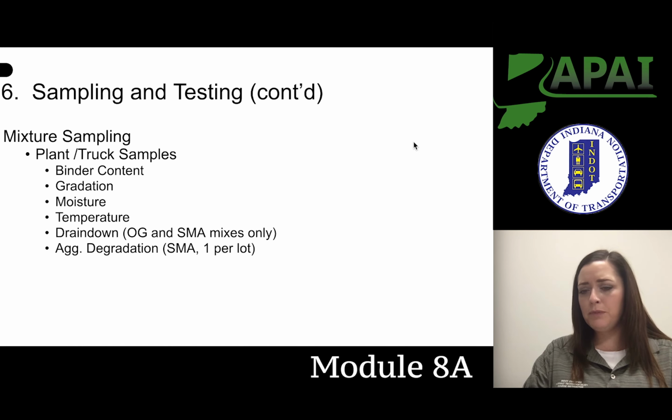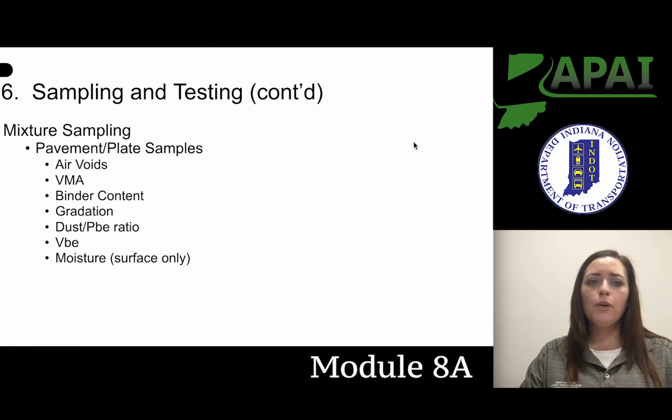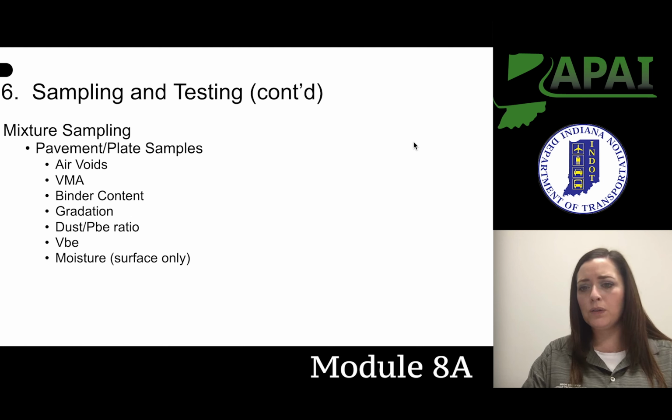There are different types of mixture sampling. For the plant or truck samples, the required test results are binder content, gradation, moisture, and temperatures of the mixture. If you're running an open grade or an SMA mixture, you need to have drain down test results. And if you are running an SMA, the aggregate degradation needs to be checked once per lot of material. For mixture sampling, we are also required to take pavement or plate samples.